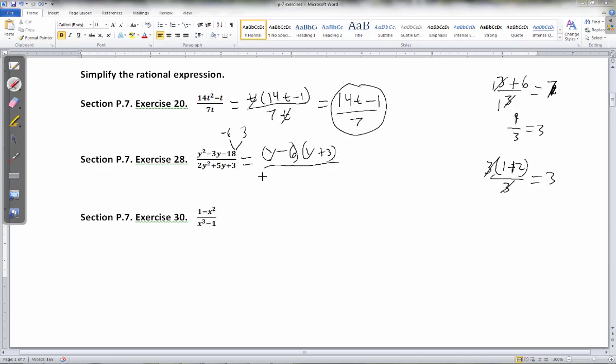On the bottom, I think it's going to be this, but I'll check it. 2y, I think it's going to be plus 3 here, and y plus 1 here. You can check that by multiplying the outers and the inners to make sure you get the middle term, but I'll go ahead and do the full process over here. 2 times 3 gets me 6. I need a factoring pair of 6 that adds to be 5. That is 2 and 3.